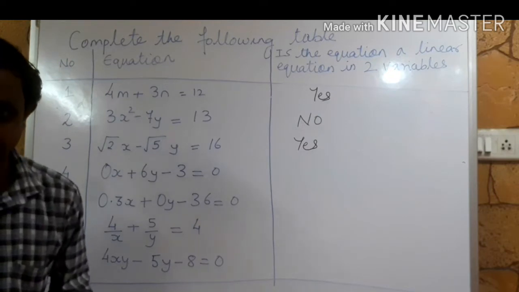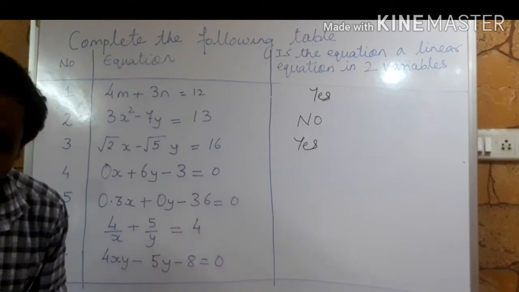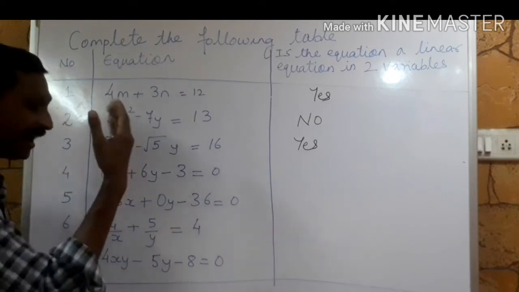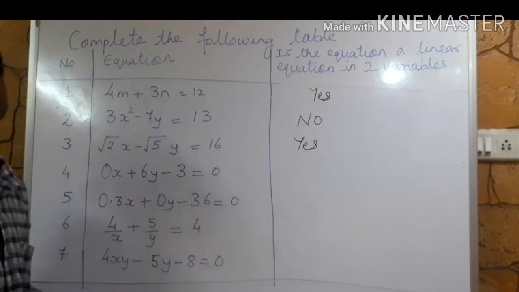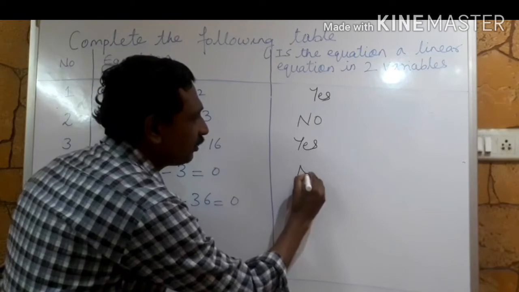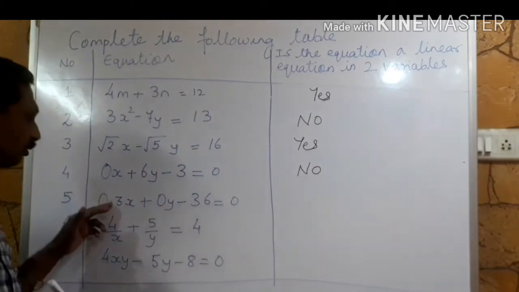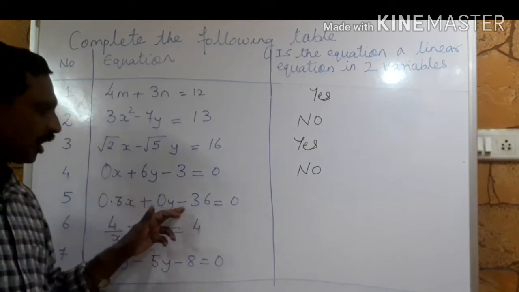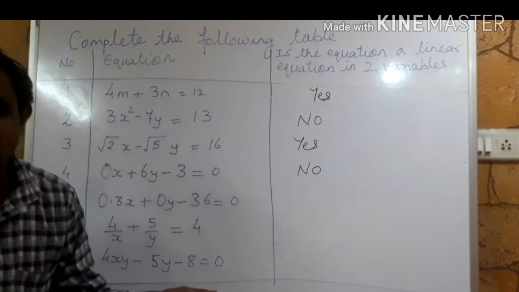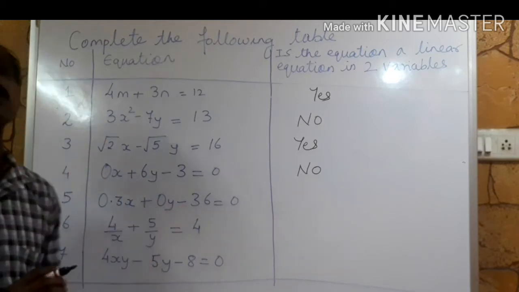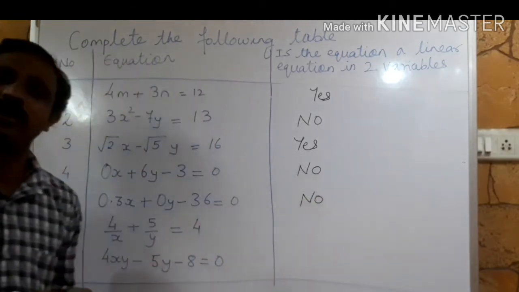Look at the fourth one. 0x plus 6y minus 3 equal to 0. As we already said, a cannot be 0. That means this is not a linear equation in two variables. Look at the next one. 0.3x plus 0y minus 36 is equal to 0. Again here, b cannot be equal to 0. So this is also not a linear equation in two variables.